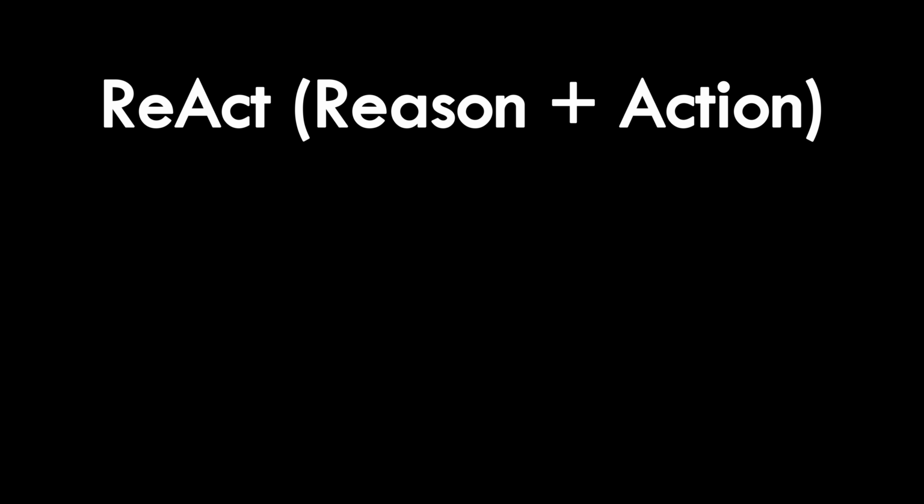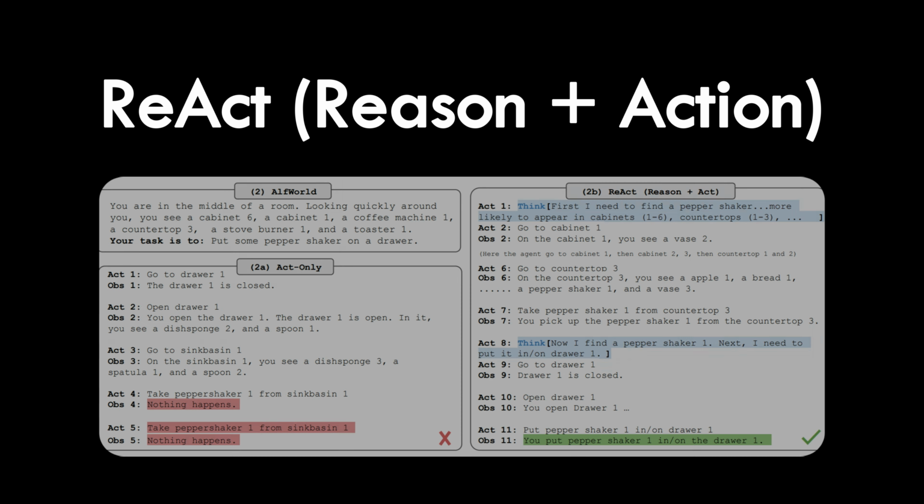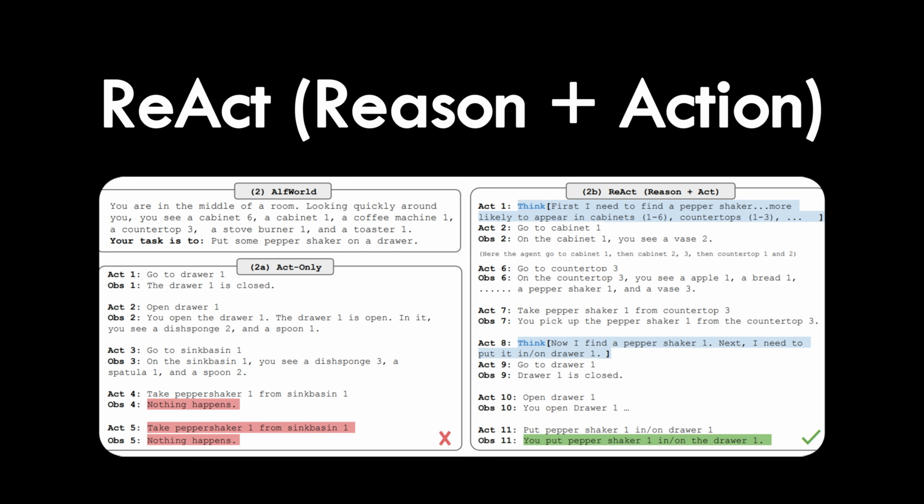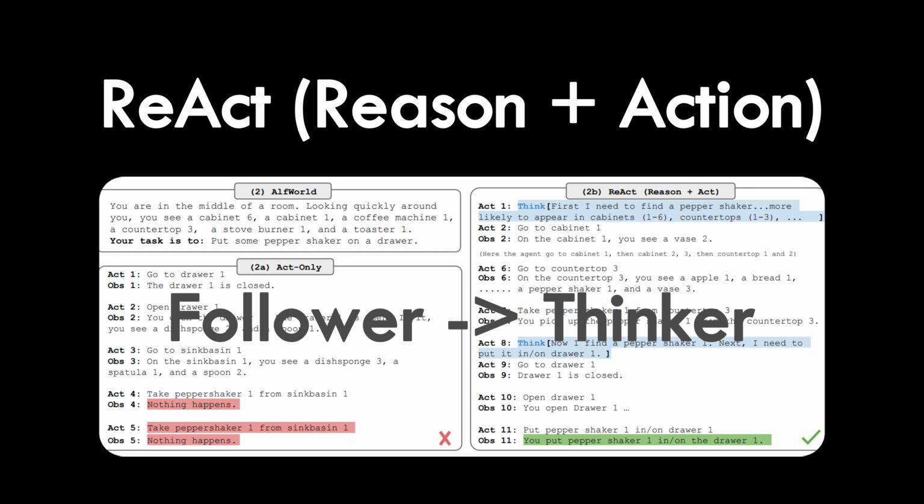Part 1. Let's talk about how modern AI agent frameworks work. Back in 2023, a paper called React introduced the concept of reasoning and acting for language models. Think of it as upgrading your AI from follower to thinker. Today, most frameworks follow this approach in some form.